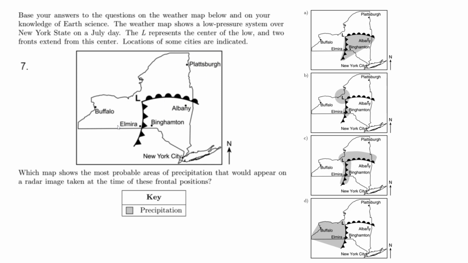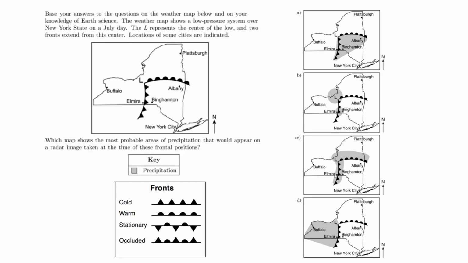Locations of some cities are indicated. Which map shows the most probable areas of precipitation that would appear on a radar image taken at the time of these frontal positions? So, in other words, where do we get most of our rain? The correct answer is C. We're getting precipitation near or on the front symbols. Okay, so this would be it.